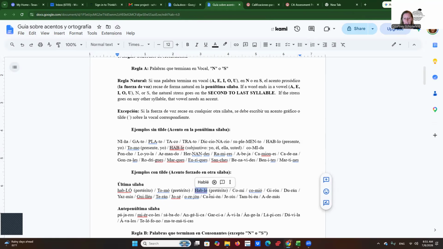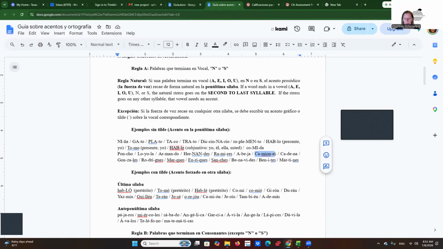So let's look at the ión words, because most people know in Spanish that the ión words always need an accent on the O, but they don't know why. Now we know why. If it ends in a vowel, N or S, we're supposed to stress the second to last syllable. But here we are stressing the last syllable. So it's breaking the rule and it needs an accent on the O. But what happens when we make it plural?